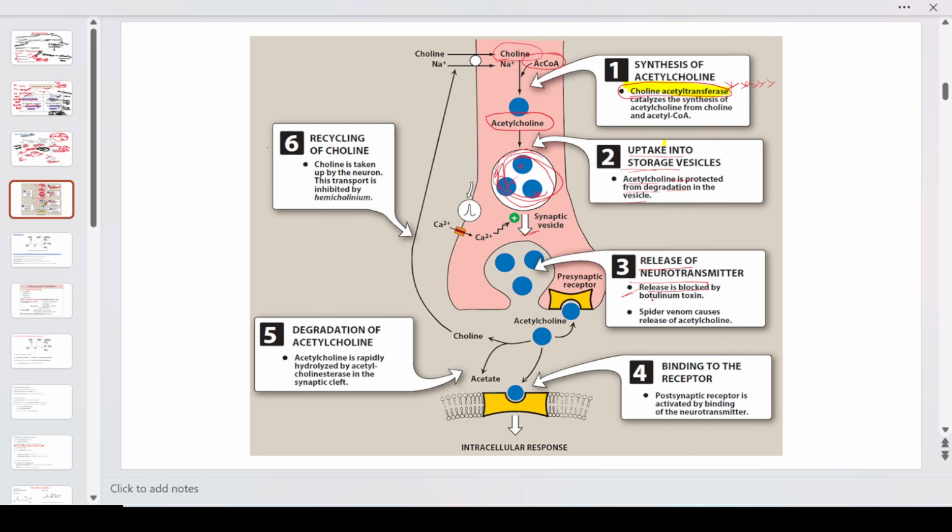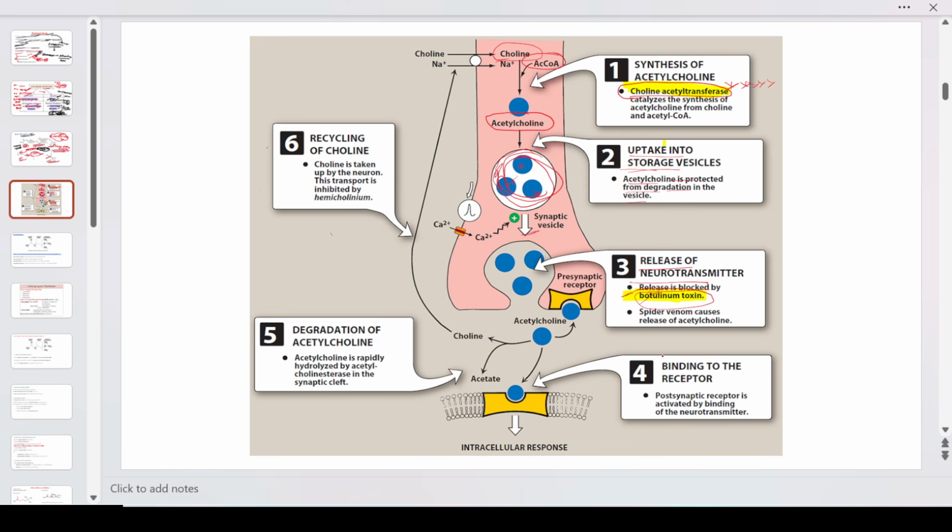This release is blocked by botulinum toxin. Okay, so they will ask a question from this. This release is blocked by which toxin? So you have to remember this release of acetylcholine is blocked by botulinum toxin.